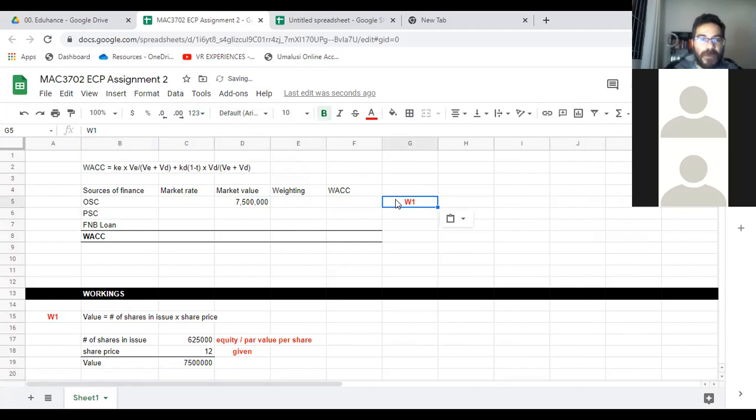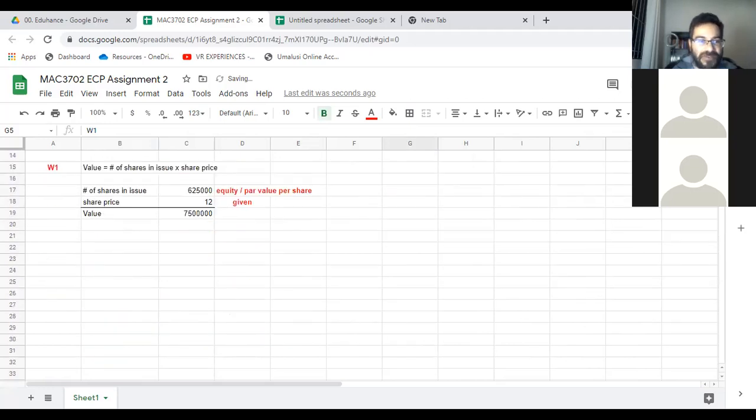So there I'm referencing my workings, so they'll be able to go pick it up. Okay, so now I'm going to do working 2, which is the market rate of ordinary share capital. When I want to calculate the market rate of ordinary share capital, I tell myself there are 3 methods: CAPM, dividend growth model, bond yield plus risk premium.